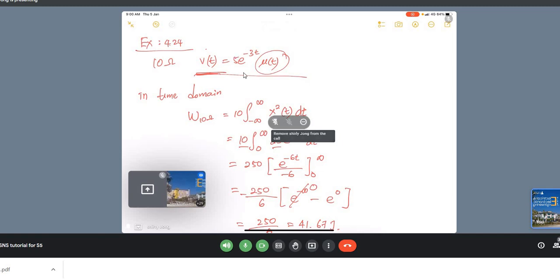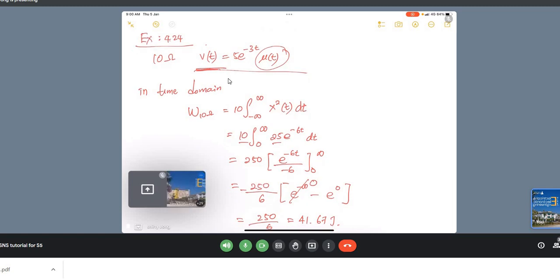Can you see my cursor? My mouse cursor? You can't see my cursor? Oh, okay, never mind. I just try to use the highlight if possible.